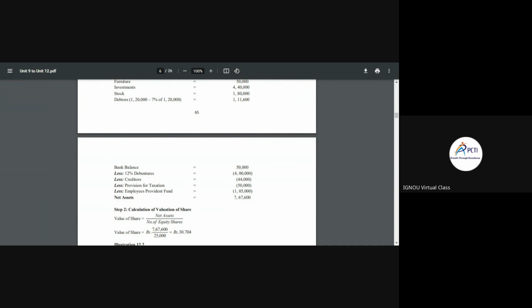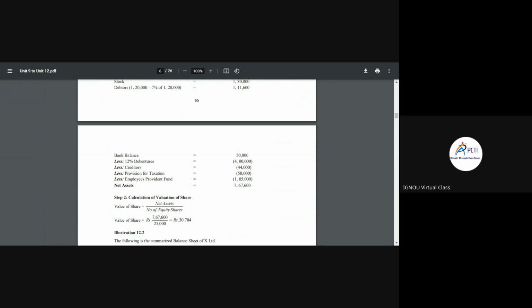Then we deduct 12% debentures for rupees 4 lakh, creditors for 44,000, provision for taxation 50,000, employee provident fund 1 lakh 5,000. Then we have net assets of the value of 7 lakh 67,600. Then we have step 2, that one is known as calculation of valuation of shares.